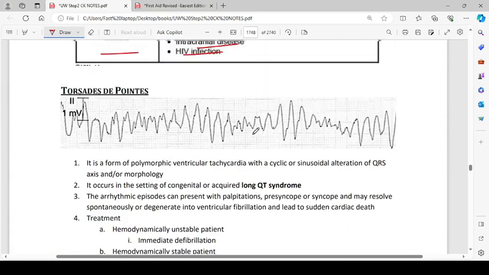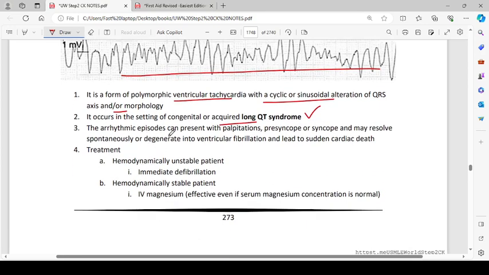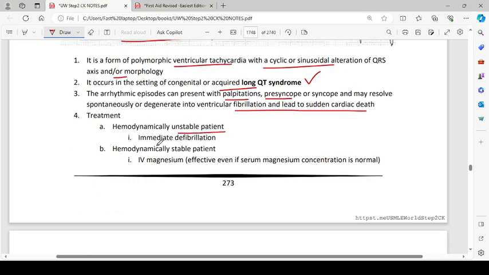So, torsades de pointes. This is twisting of points. It is a form of polymorphic ventricular tachycardia with cyclic or sinusoidal alterations of the QRS axis and/or morphology. It occurs in the setting of congenital or acquired long QT syndrome. The arrhythmic episode can present with palpitations, presyncope, or syncope and may resolve spontaneously or degenerate into ventricular fibrillation and lead to sudden cardiac death. In a hemodynamically unstable patient, we do immediate defibrillation, and in a hemodynamically stable patient, we give IV magnesium, effective even if serum magnesium concentration is normal.